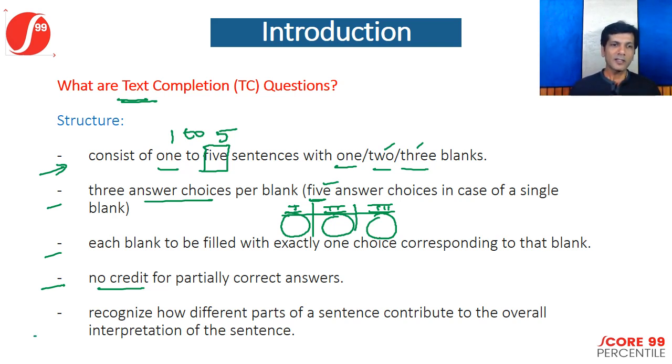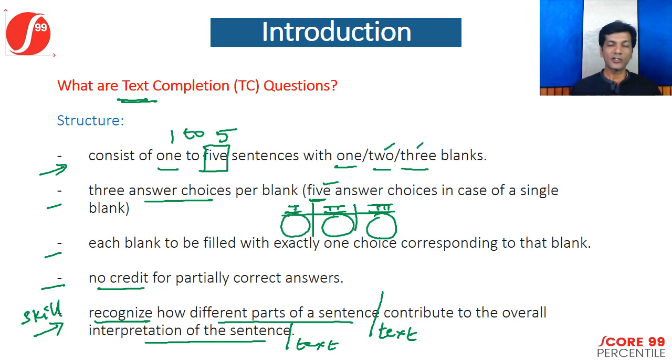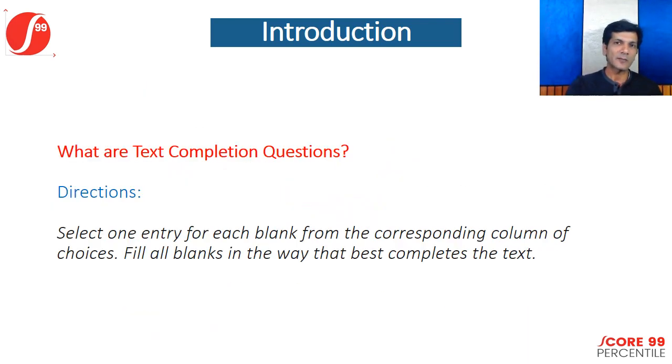Now, what is the primary skill that is being tested here? This is your primary skill that's being tested on the text completion questions. Your ability to recognize how different parts of a sentence, or let's call it how different parts of a text, contribute to the overall interpretation of the sentence or the text. So it's not just one particular part of a sentence or a text that you're talking about, but you're looking at how multiple aspects of a text contribute to the overall interpretation of the text. That's the primary skill that's being tested here.